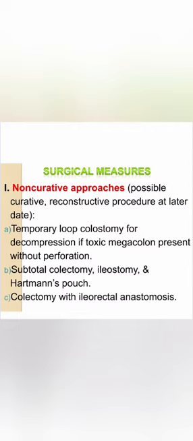Subtotal colectomy, ileostomy, Hartmann pouch, colectomy, and then ileorectal anastomosis. These are the surgical measures we have to follow when the patient has ulcerative colitis.